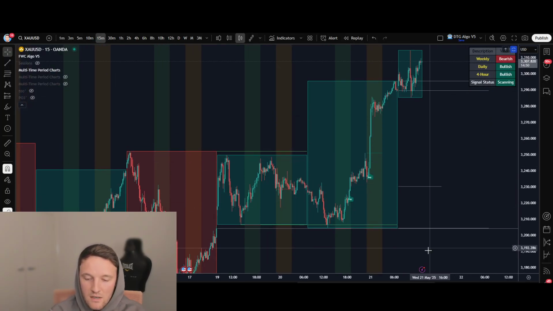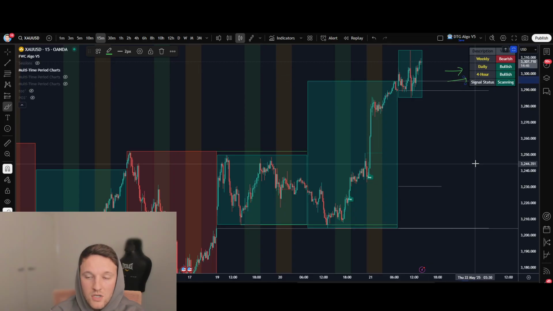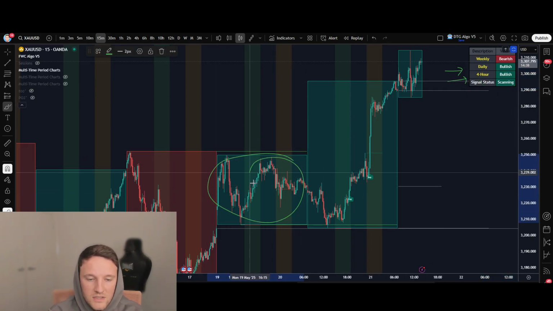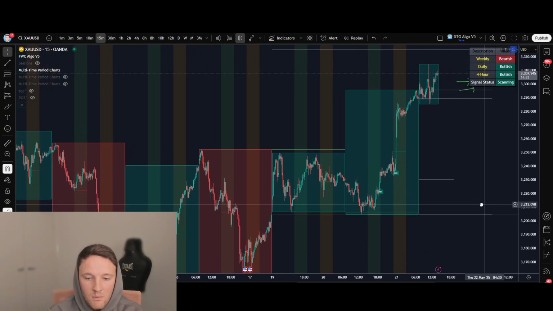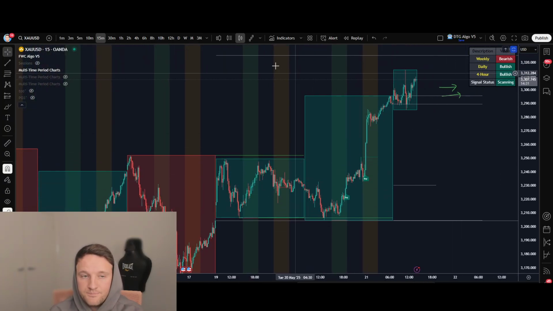So sentiment check right here at this point, we had daily and 4-hour bullish time frames from the sentiment. This is also part of the DTG indicator. So straight away already we have bullish sentiment, we have the bullish inside bar, we have the bullish liquidity sweep. So we already have a big argument for buys yesterday in the market.